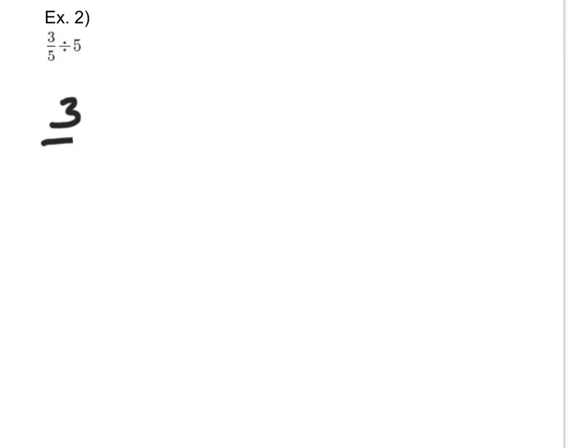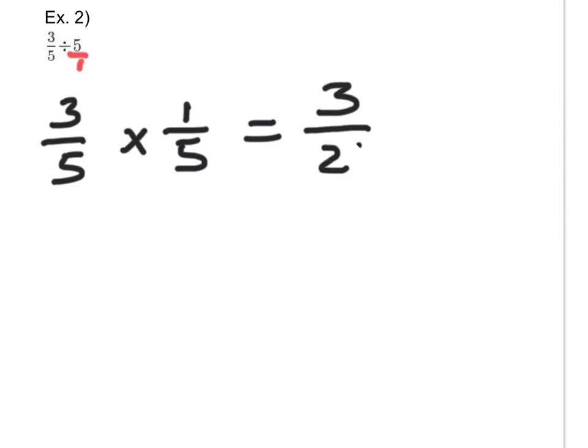So we do keep, change, and what we do is we flip the 5. We imagine that 5 here is 5 over 1, so we're going to flip it to get its reciprocal, which is 1 over 5. Okay? And we multiply. 3 times 1 is 3, 5 times 5 is 25, so 3/25. It takes 3/25 of a 5 to make up 3/5. Don't even worry about that if that doesn't make sense to you.